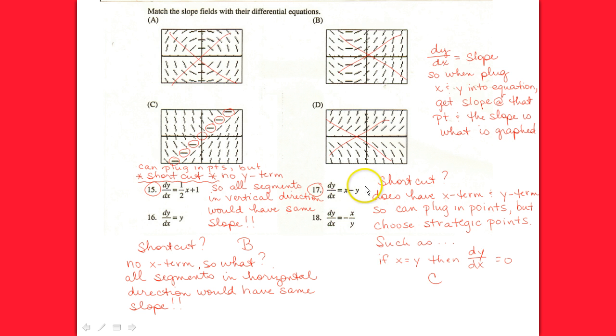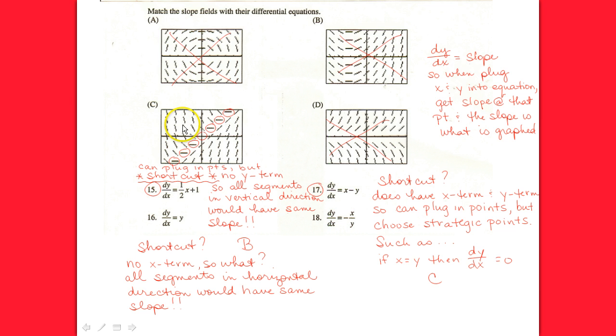Some of the shortcuts might be, if x equals y, then my derivative is 0. So anywhere I have, like, x is 1 and y is 1, 1 minus 1 would give me 0. So I can come over here and say, on these graphs, first off, this one has the vertical lines that are the same, and this one has the horizontal lines that are the same. So we've already ruled those out. Out of these 2, these are the ones that don't have all the horizontal and vertical slopes the same. So that means they have both an x and a y value.